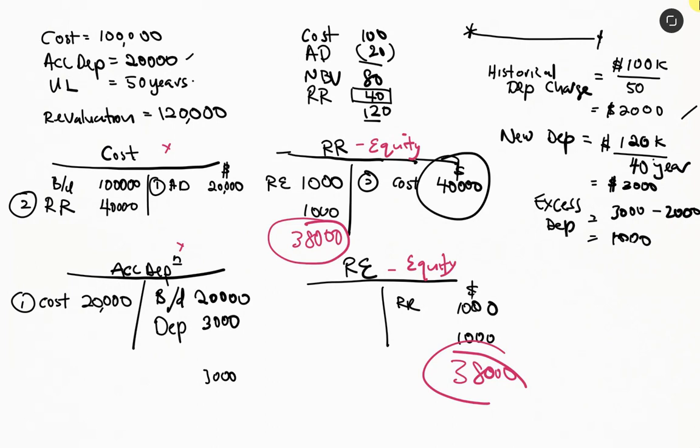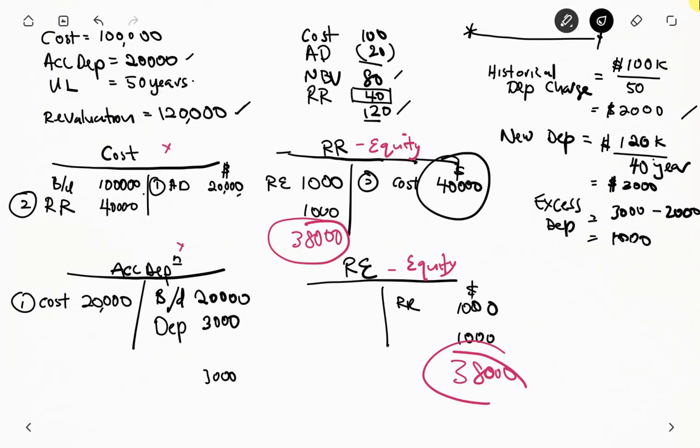And revaluation is made, to how much? 120. So two steps. Reverse out accumulated to cost, make it 0. And I have 100,000 minus 20, the net book value 80. And from 80, revalue to 120. 80 to 120 will be 40. And we know the reserve has to be 40.